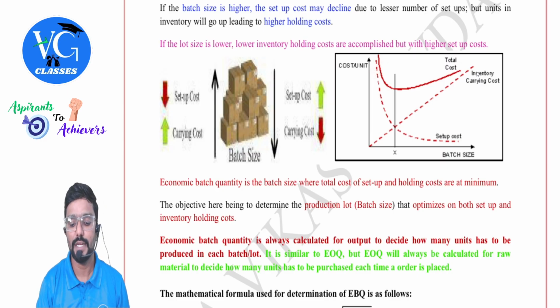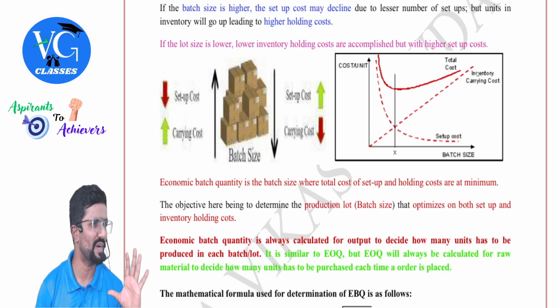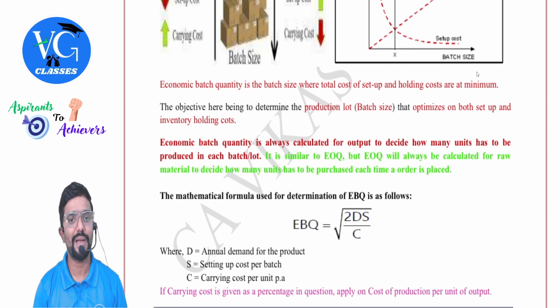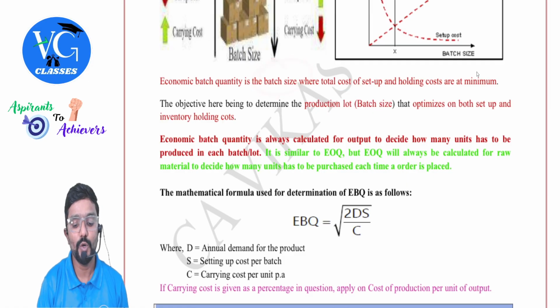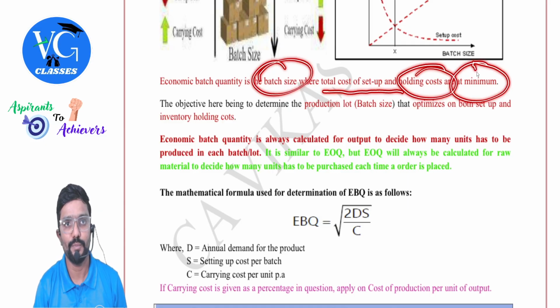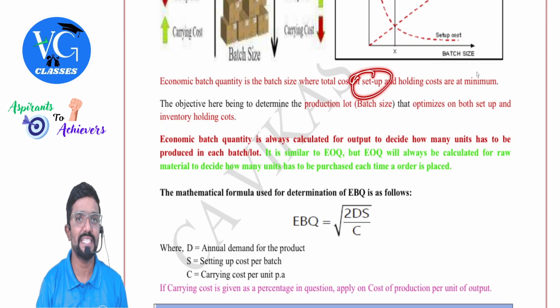Clear? Yes, sir. And this is what, sir? The total cost, total of both carrying cost as well as setup cost. Very similar to EOQ, guys. Correct? Same to same diagram. Only names will change. Economic batch quantity is the batch size where total cost of setup and holding cost are at minimum. Guys, see, in the place of setup for EOQ, what was it? Ordering. Correct? Total ordering cost. Whereas here it is total setup cost.